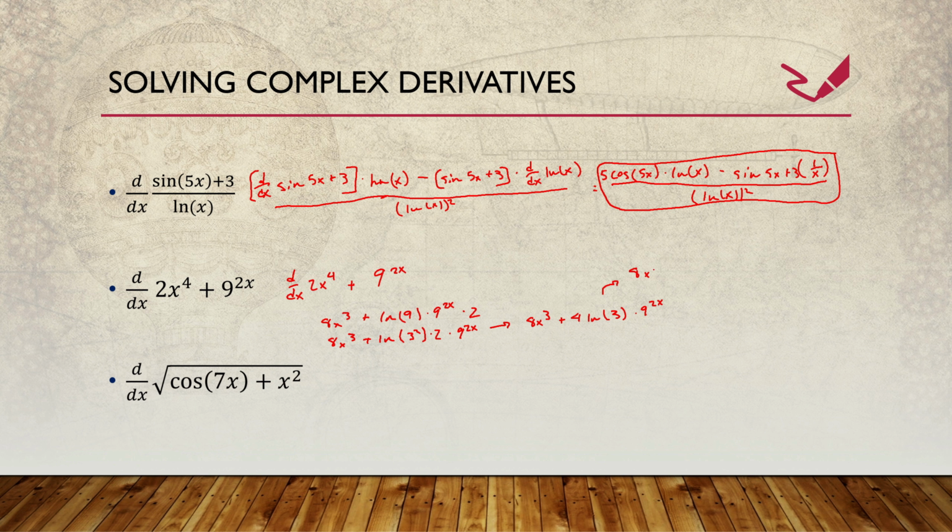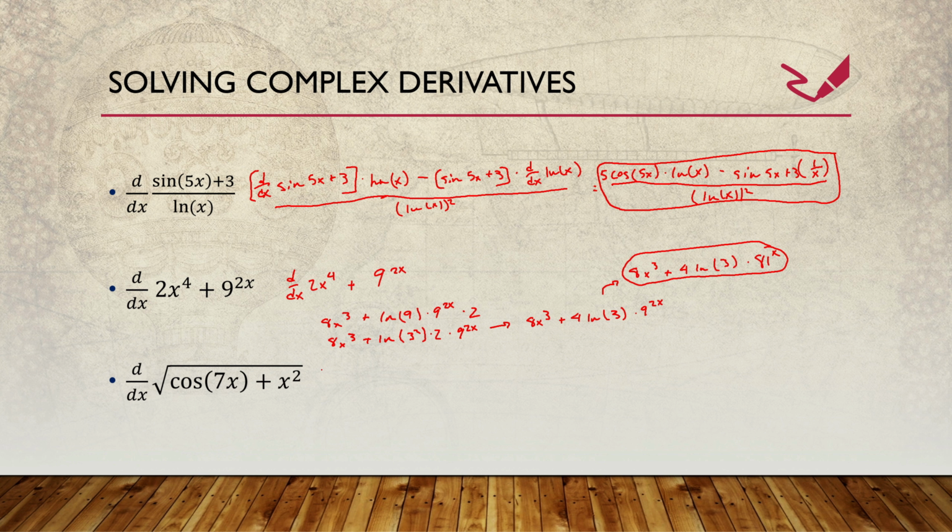So your final answer is going to be 8x to the power of 3 plus 4 times the natural log of 3 times 81 to the x. So that's your answer for the second one. Now the third one is going to be a little interesting.